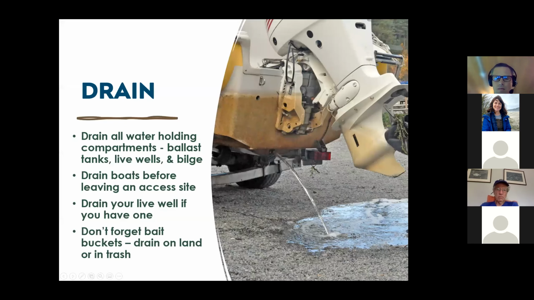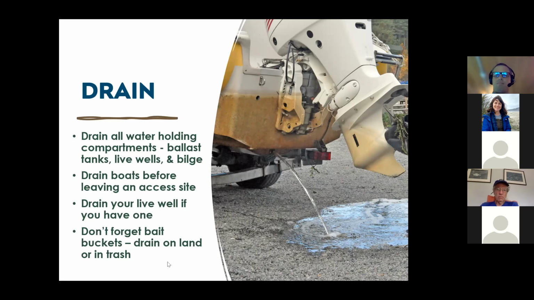We also got a couple questions about salt solutions, and I'll get to that in a second. So draining your boat, removing all water from all holding compartments before you leave an access site, so that any invertebrates or larvae that you do not see with your naked eye are not also in that water that you're carrying with you to another space. And bait buckets are also a really big part of this as well. So drain those on land or in the trash. It's hard to throw a lot of water in a trash bag, so drain it on land. The water, I'll get to in a second too.